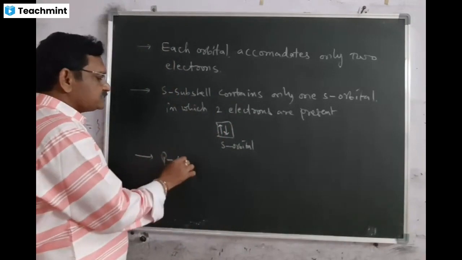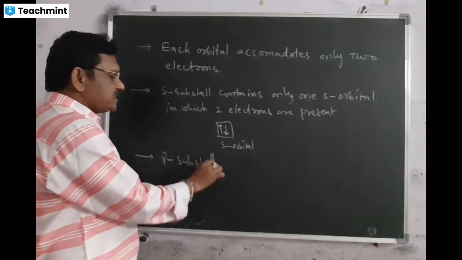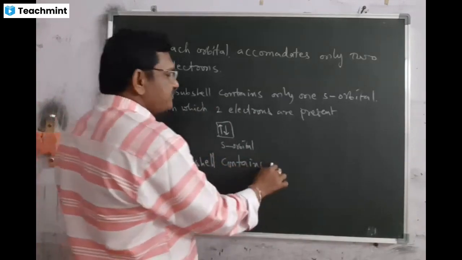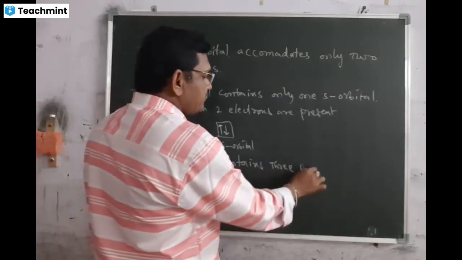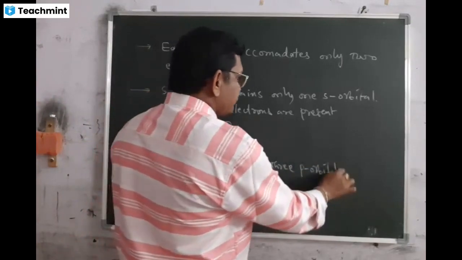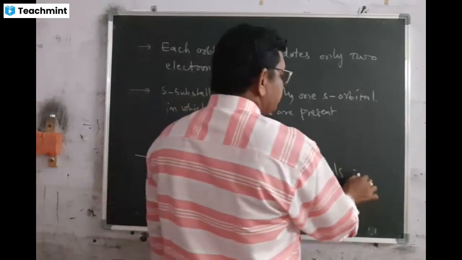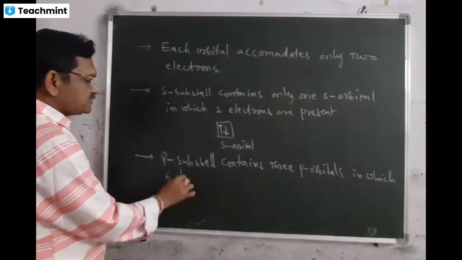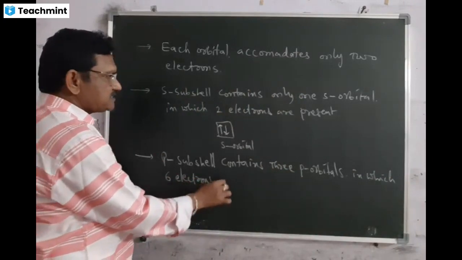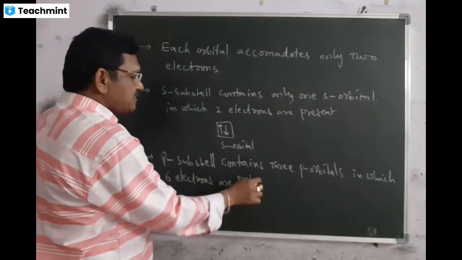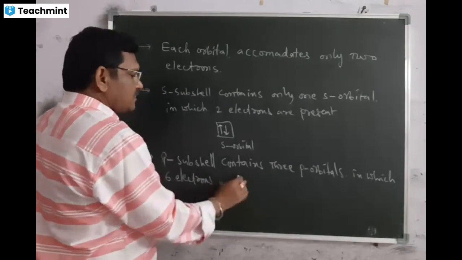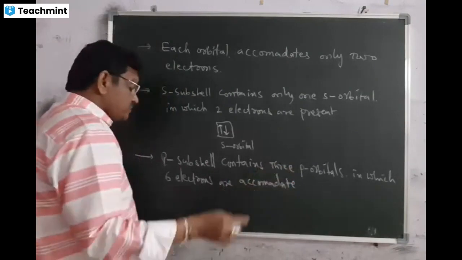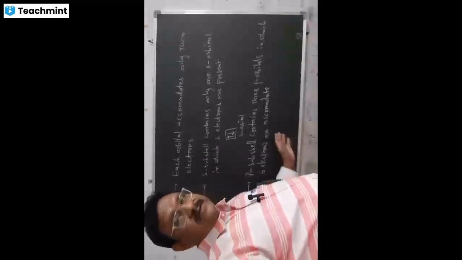Next, the p subshell. Write down: the p subshell contains three p orbitals, in which six electrons are accommodated. You can understand it very easily.